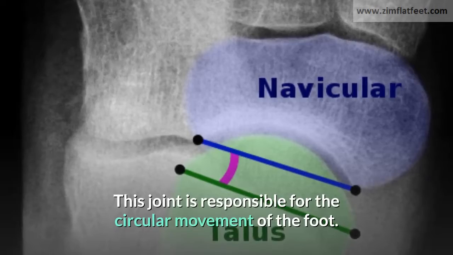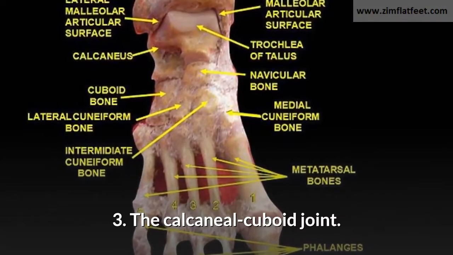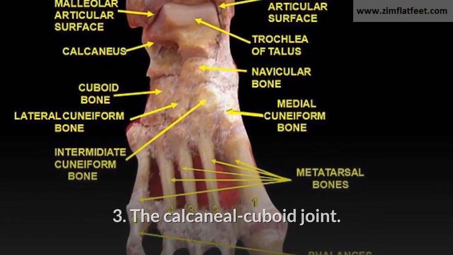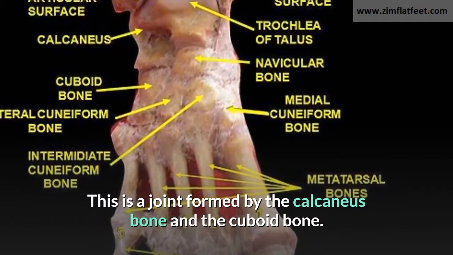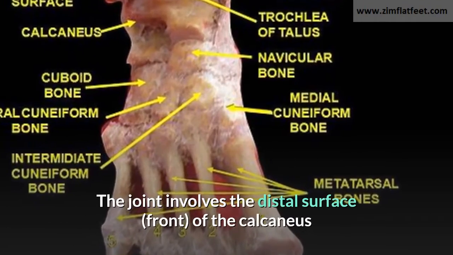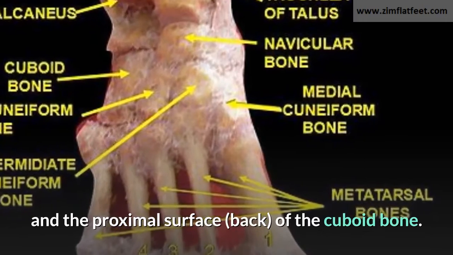This joint is responsible for the circular movement of the foot. 3. The calcaneal cuboid joint. This is a joint formed by the calcaneus bone and the cuboid bone. The joint involves the distal surface (front) of the calcaneus and the proximal surface (back) of the cuboid bone.